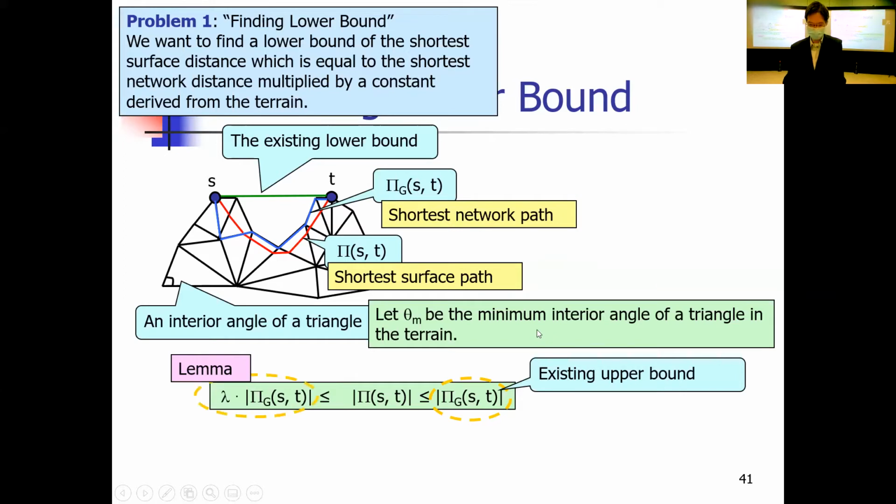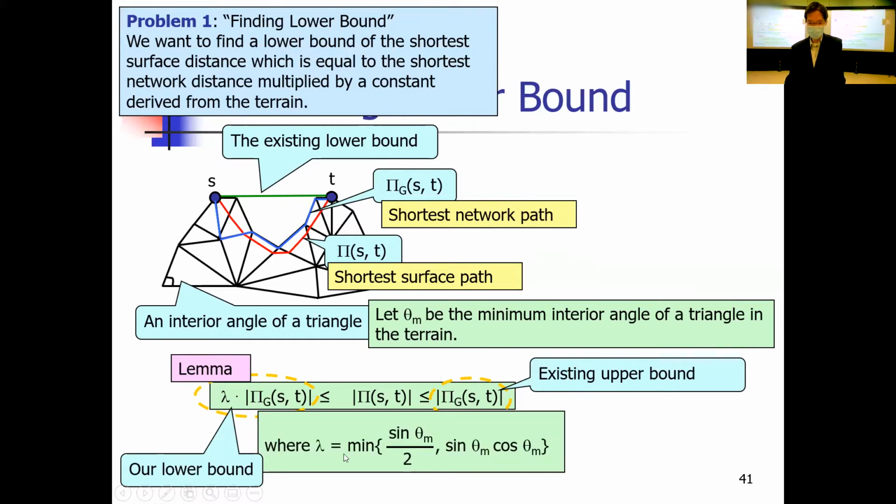The left-hand side is our result. Our result is that the length of the blue one, multiplied by a constant, is smaller than or equal to the red one. So this is a lower bound on the original one. But what is lambda? Lambda is equal to this formula: the minimum between term 1 and term 2.